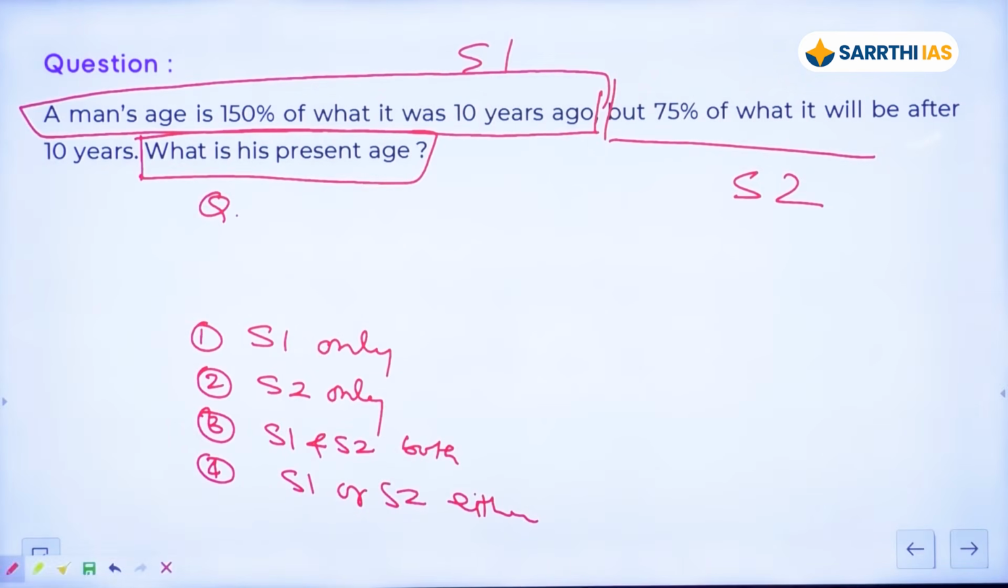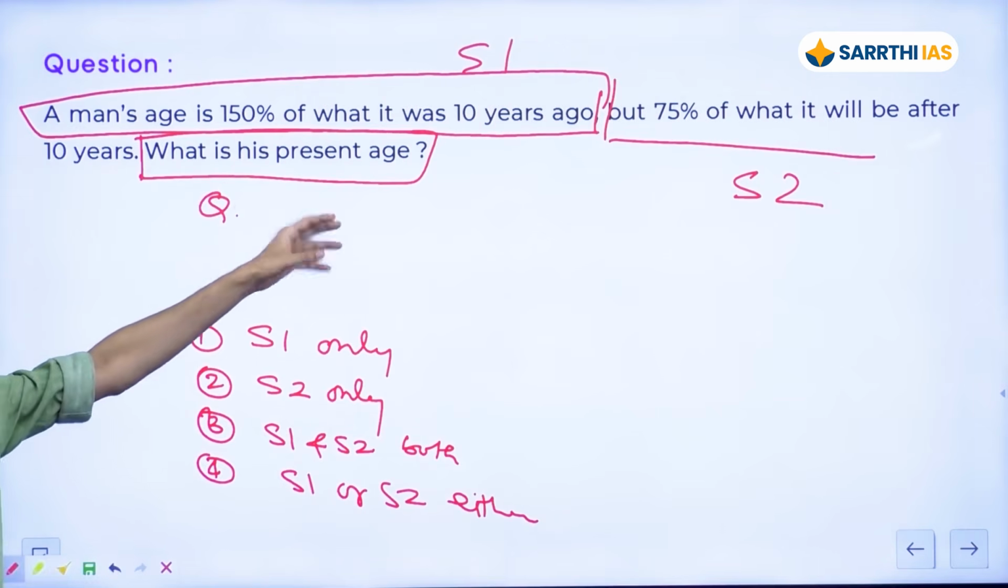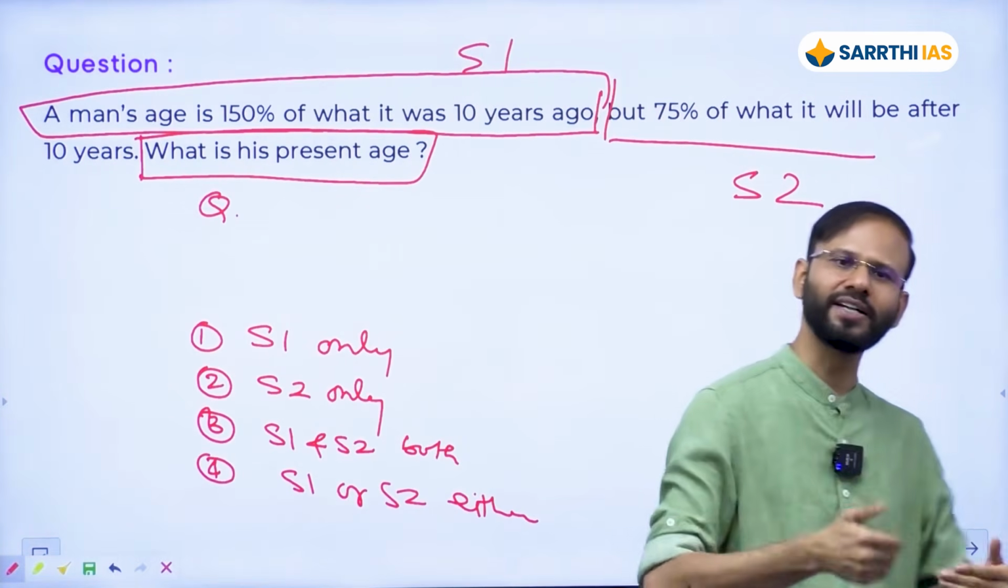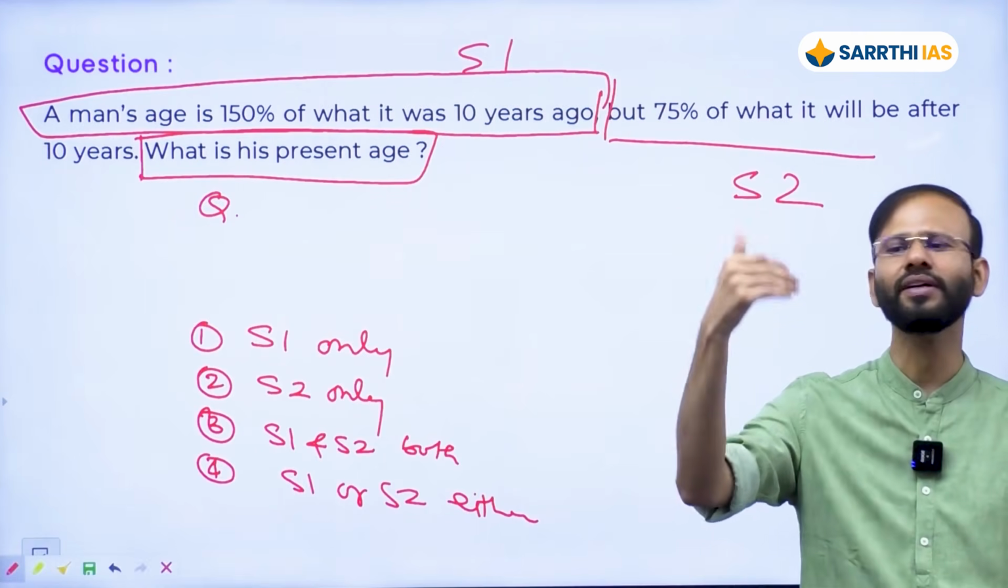मुझे बताइए. The question is, what is his present age? What is the present age of the man? Statement number 1: the man's age is 150% of what it was 10 years ago. This is the first statement. The second statement: at present, it is 75% of what it will be after 10 years. यही लिखा हुआ है ना. At present, it is 75% of what it will be after 10 years.